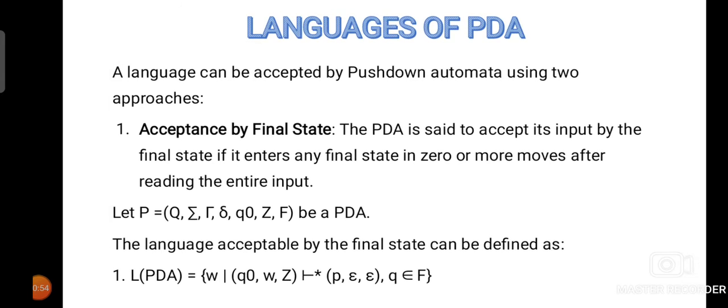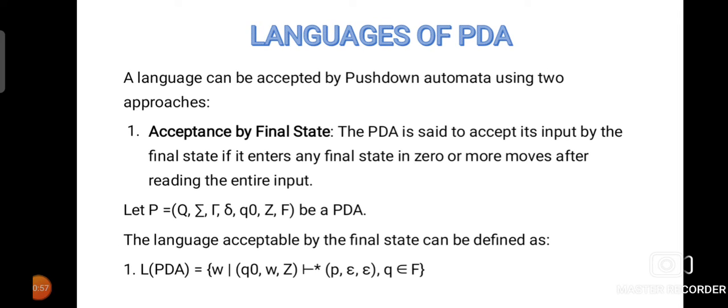Acceptance by final state is simply when we apply a string into the push-down automata machine, if after applying all the symbols of the string we are able to reach the final state, we can say the particular string is an acceptable string. So that is the concept. The PDA is said to accept its input by final state if it enters any final state in 0 or more number of moves after reading the entire input.